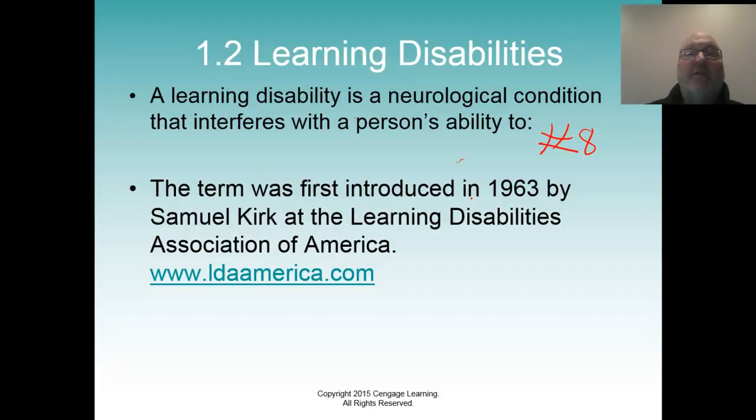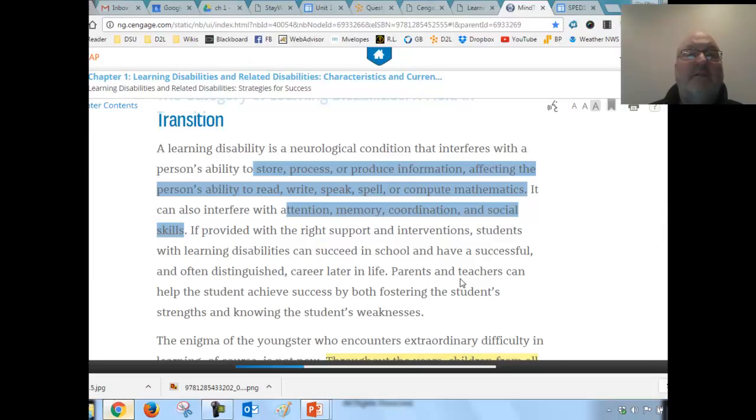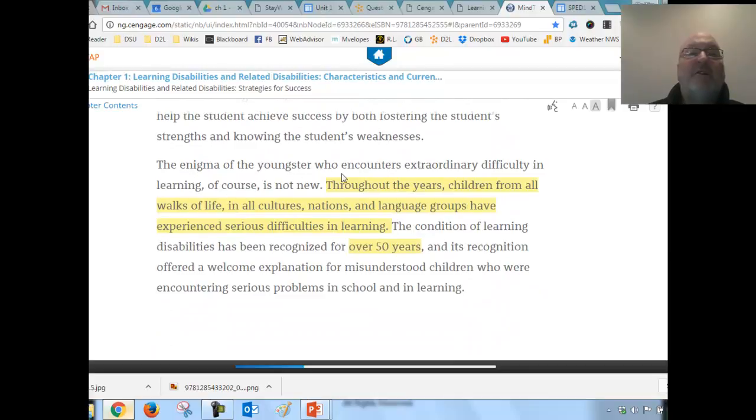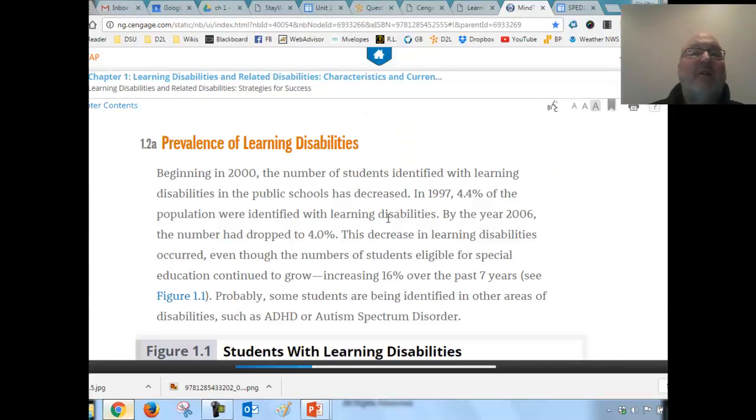And this term was first introduced in '63 by Samuel Kirk in the Learning Disabilities Association of America. And I used to belong to this. It's the largest for a single group here. Okay. The enigma of a youngster who encounters extraordinary difficulty in learning, of course, is not new. Throughout the years, children from all walks of life and all cultures, nations, language groups have had trouble with this. So it's very clearly addressed.